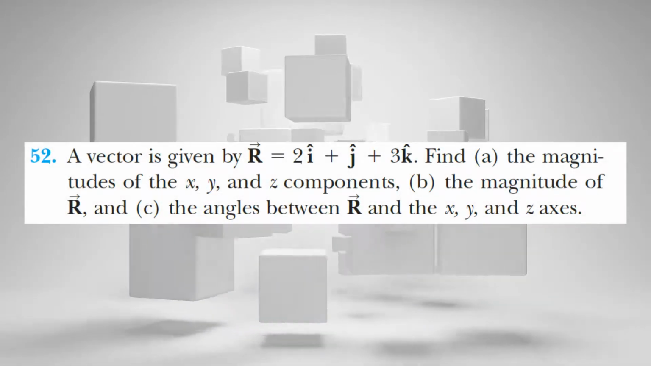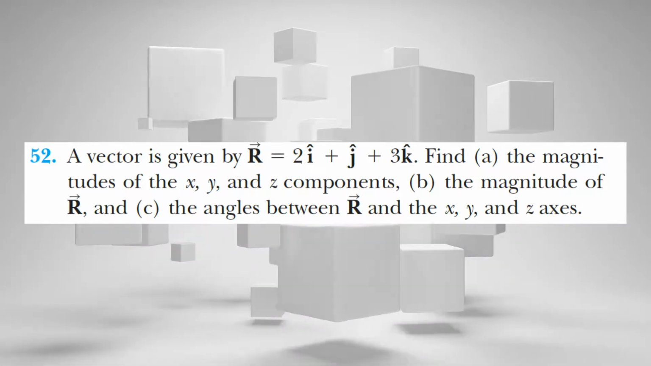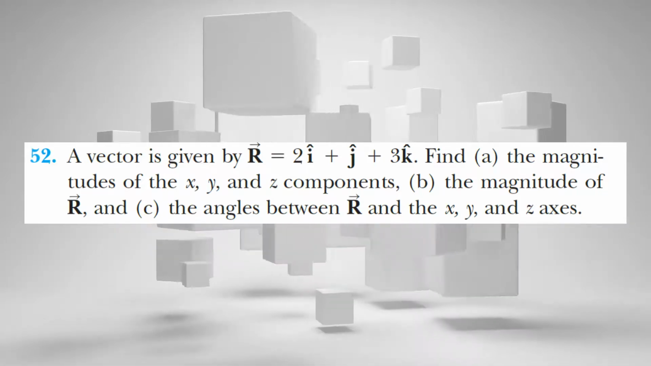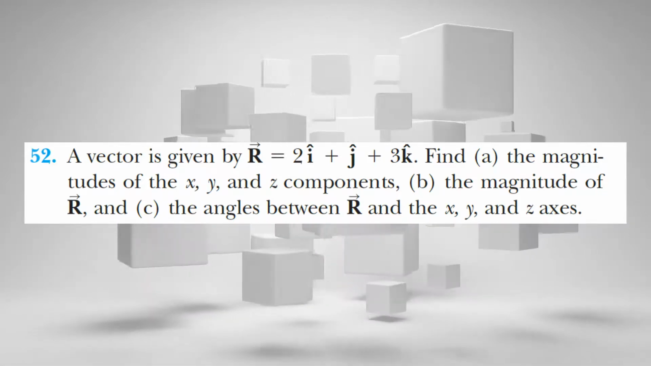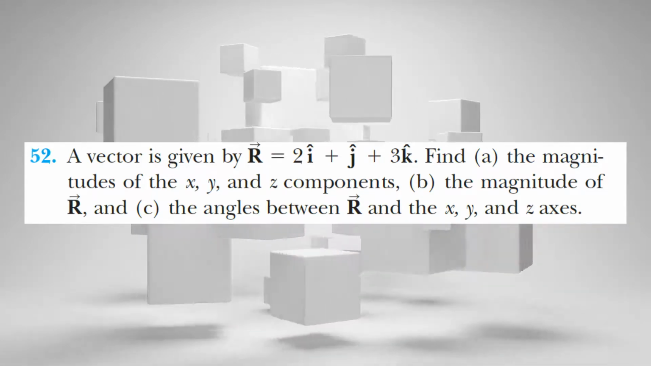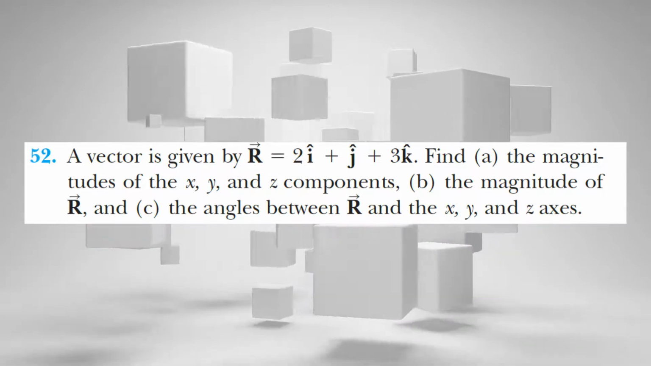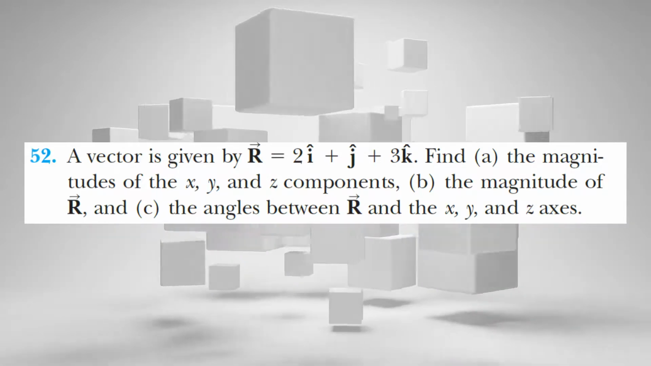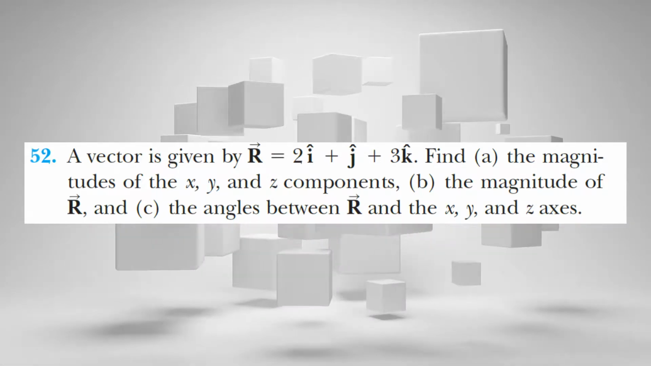Hey guys, so this is Robert Peltikov, and today we're going to be going over number 52 from Chapter 3 in the Physics C textbook, Physics for Scientists and Engineers. This problem gives us a vector called r that is defined by 2i hat, j hat, plus 3k hat.